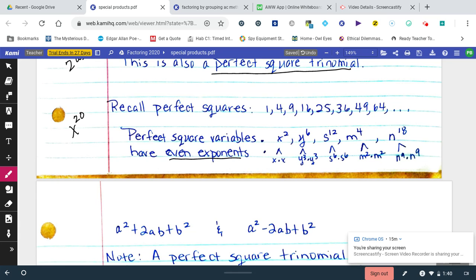If I ask you what two variables or powers you would multiply to get x to the 20th, you should be able to tell me that that's x to the 10th times x to the 10th. Because 10 plus 10 is what gives you 20. Okay? All right, let's move on.